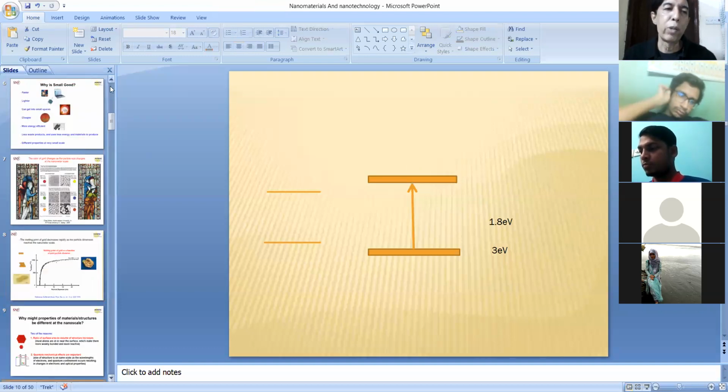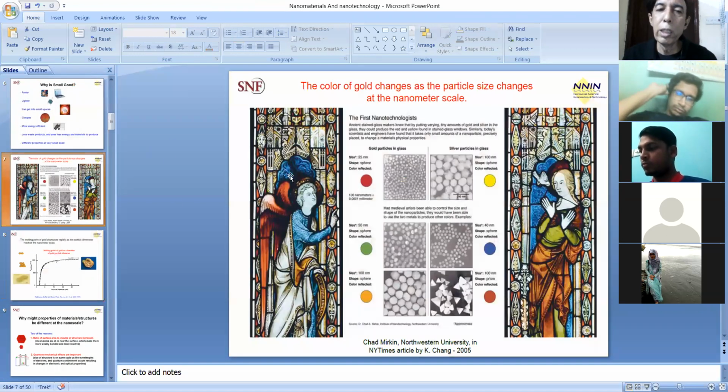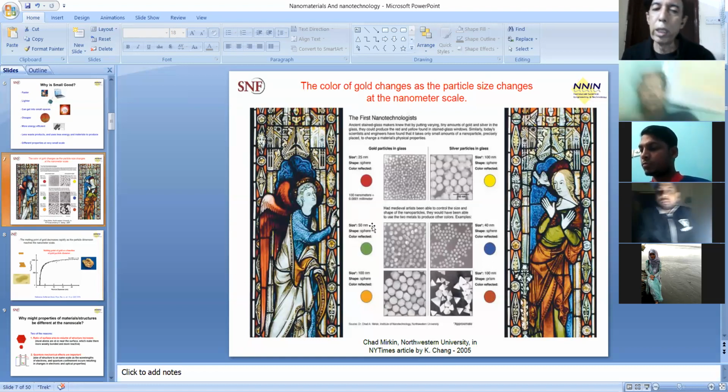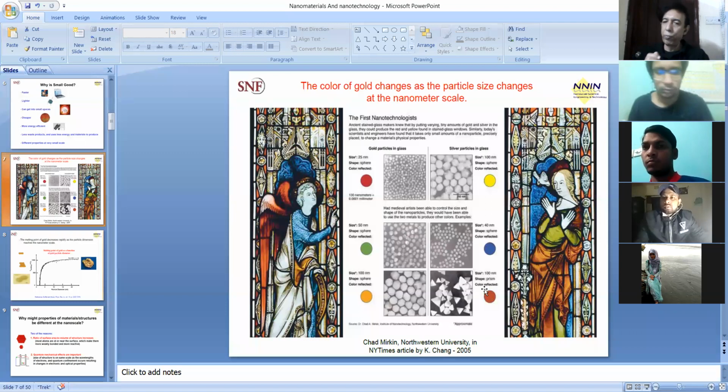Now you can explain this phenomenon. Why is the color of gold red? Why is the color of gold this much green? Why is the color of silver blue? And why is the color of silver yellow? And why is the color of silver red? You can now explain the phenomenon.